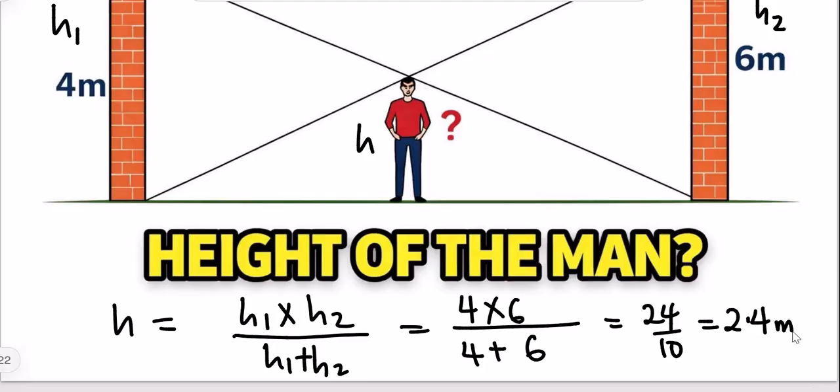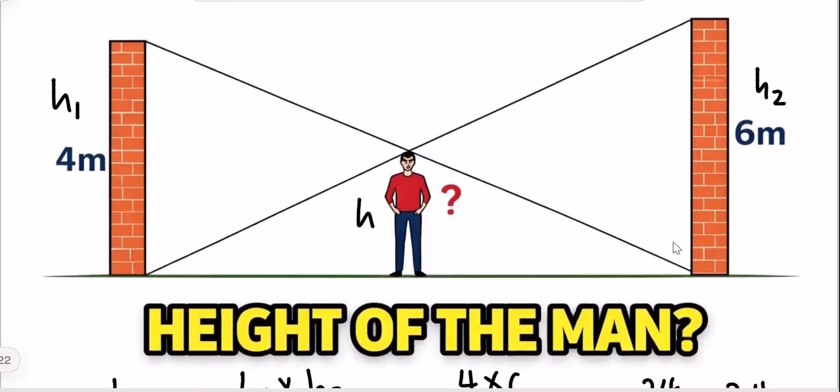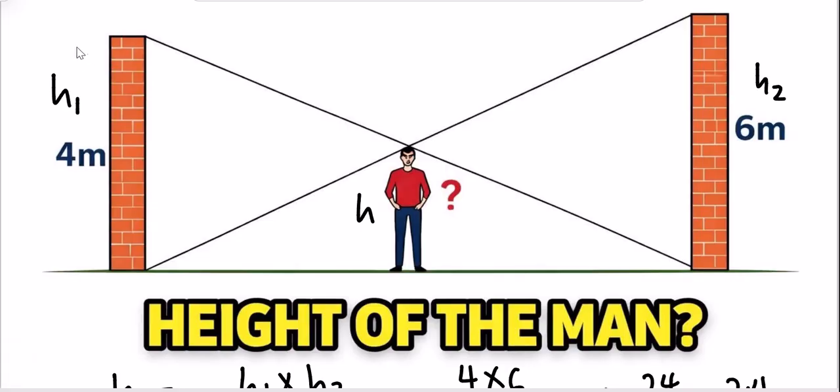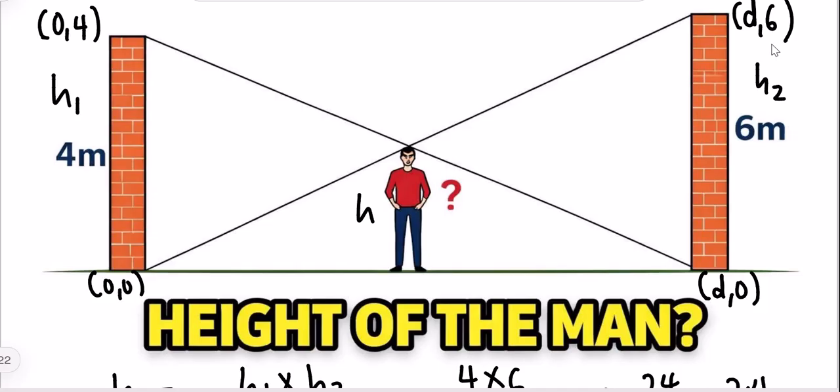But let's look at the alternative way of doing this, in which we're going to make use of the slope. Going to this problem here, let's look at the coordinate of each of the points. Here we have 4 meters. So at this point here, the coordinates are 0, 4. And at this point here, we have 0, 0, because this is the origin. And here, let me call the distance d, so the point is d, 0, because here y is equal to 0. And at this point here, we have d, 6.